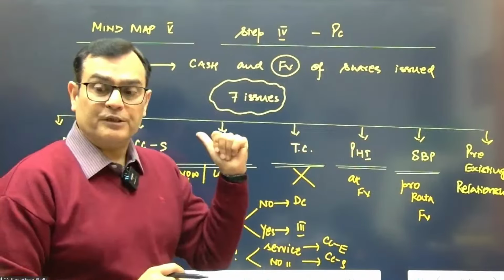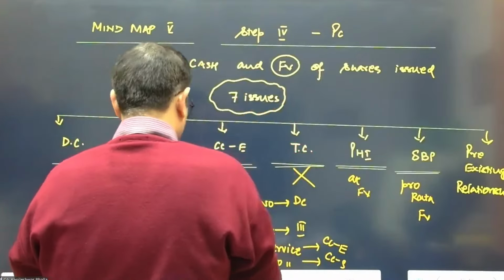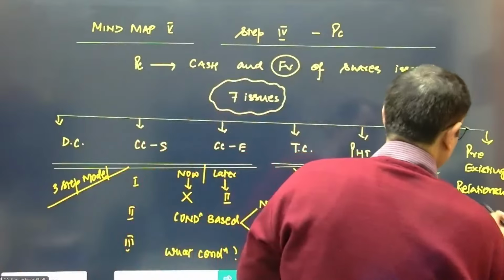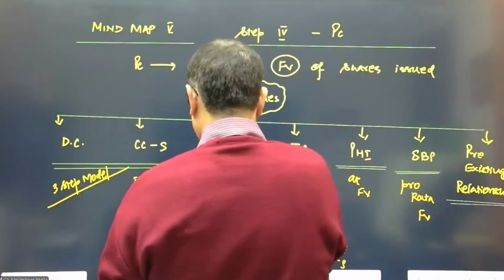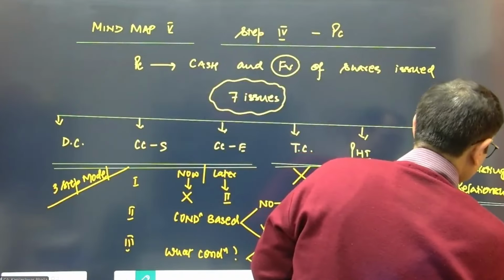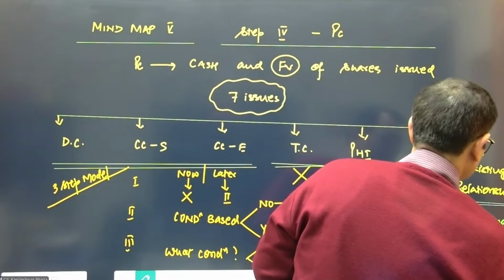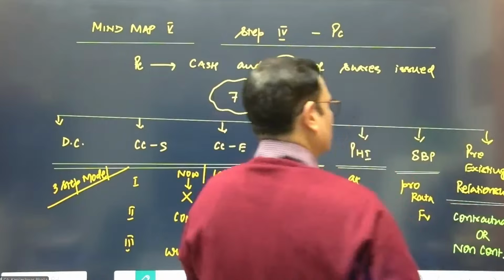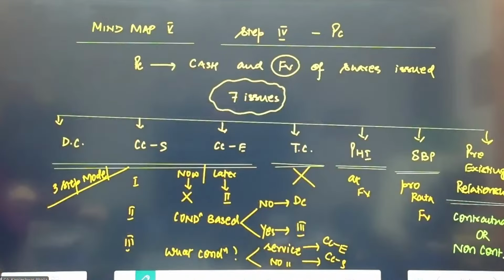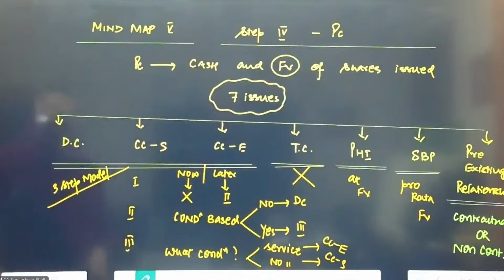I think that will map up in the summary chart. And pre-existing relationship, in this particular case, depends upon whether it is contractual or non-contractual in nature. So just put the basic parameters, the details we'll put in the summary chart.